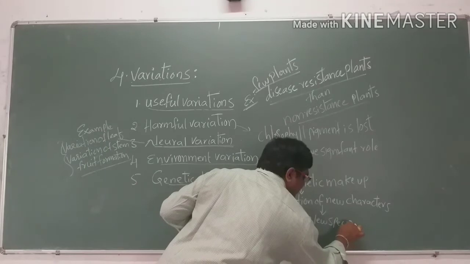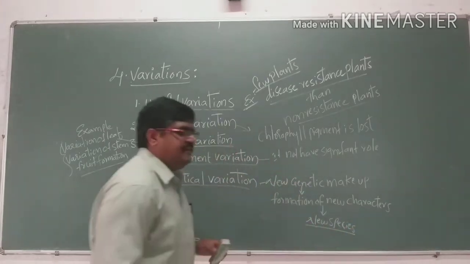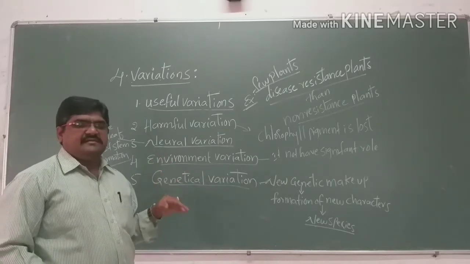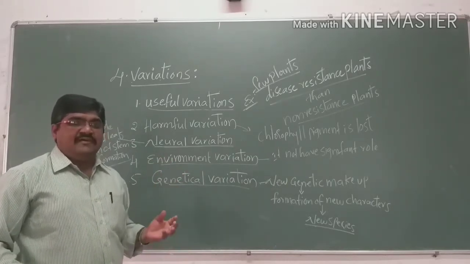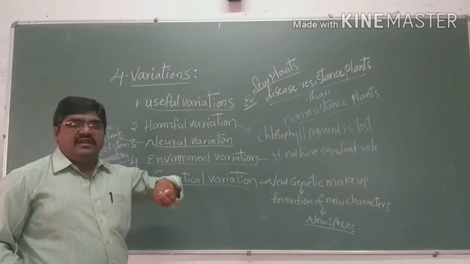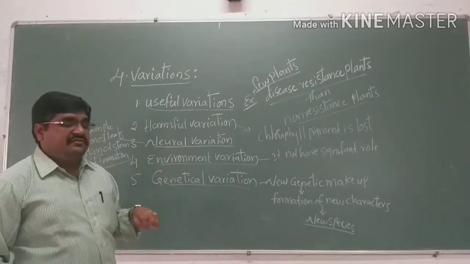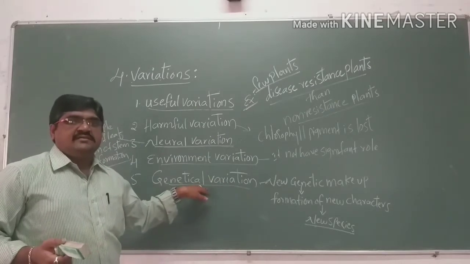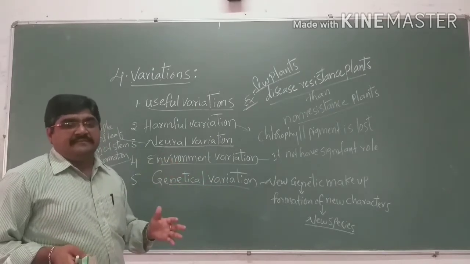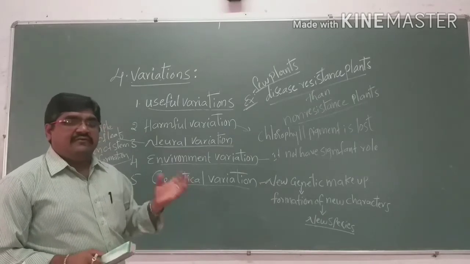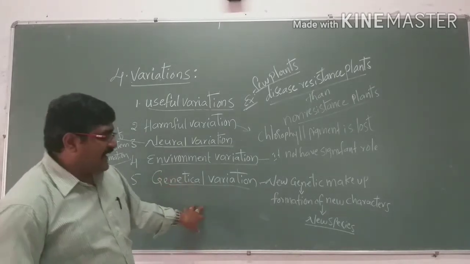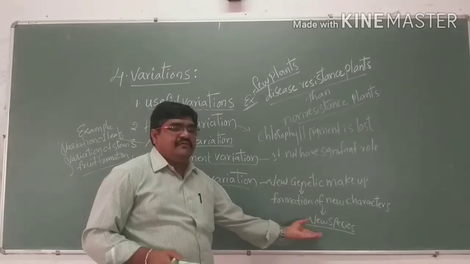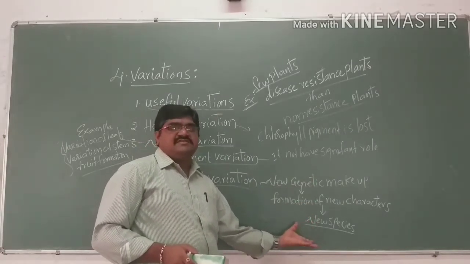New species formation takes place where these are present. That means in a population these are present. These are helpful for the genetic makeup in an individual, where the individual organism produces new characters. That means they are already present, and that is helpful for producing new characters. These new characters are helpful for the formation of a new species.